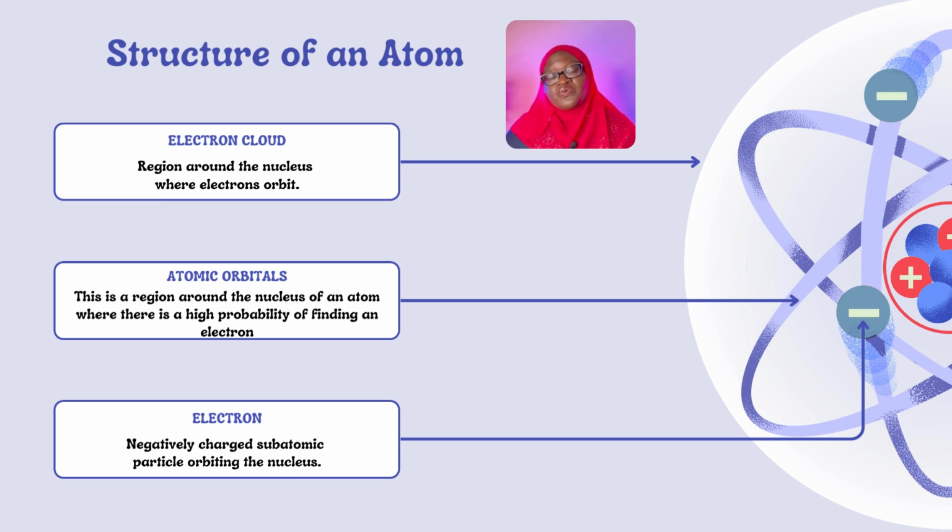And then we have what we often refer to as atomic orbitals, which for O-level purposes are usually referred to as shells around the nucleus. If that is what you know, it is fine. This is where you have a high probability of finding an electron, because electrons are always moving. They do not stay in one position. However, there is a high probability of finding an electron in an atomic orbital or an electron shell, if that is what you know.